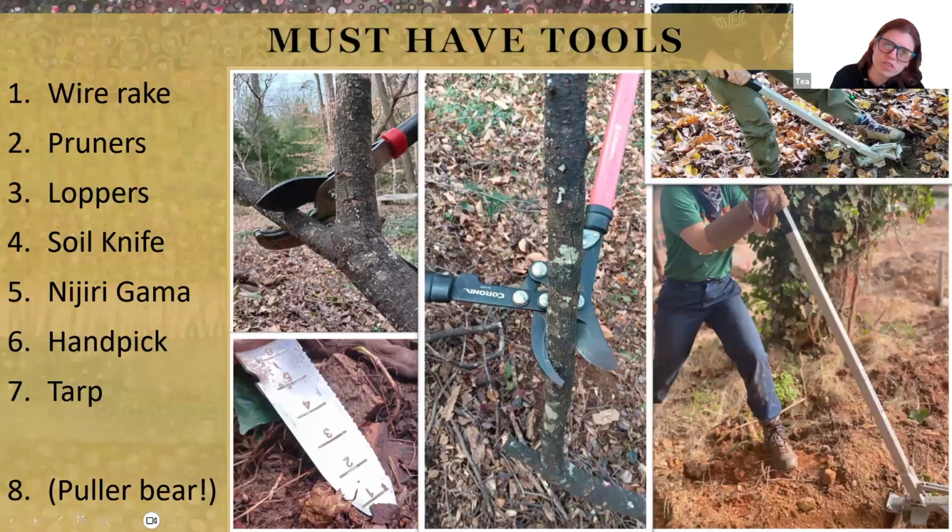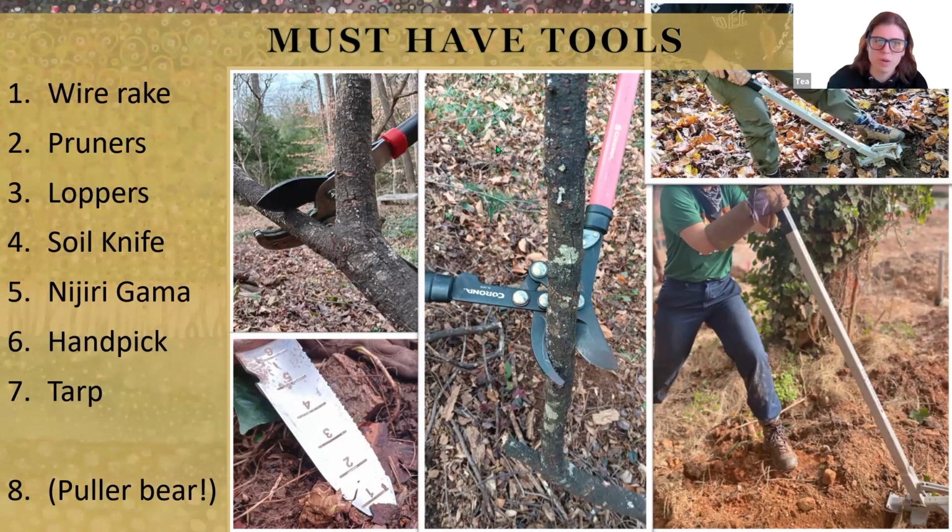So once you've decided that you're ready to work it, you're going to need some tools. These are the must-have 7 tools with the must-have 8th, which you don't need immediately. You don't need a puller bear or a weed wrench or something like that, which is shown in those pictures, those pulley-looking things. You can get a lot done without those if you just start with pruners and loppers and a soil knife, which I have to hold close to my face so you can see it. Looks like this. A Nijirigama is a hand hoe. It looks like that.